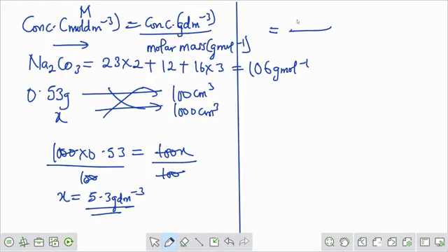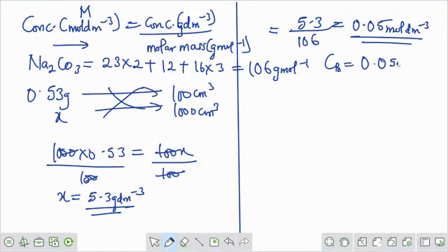Now what is conc in mole per dm cube? Conc in gram per dm cube that we got is 5.3, and the molar mass is 106. So let's press our calculator. We have 5.3 divided by 106, so we have 0.05 mole per dm cube. That will be our CB: 0.05 mole per dm cube.